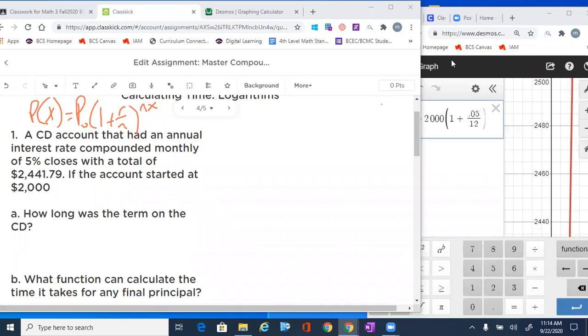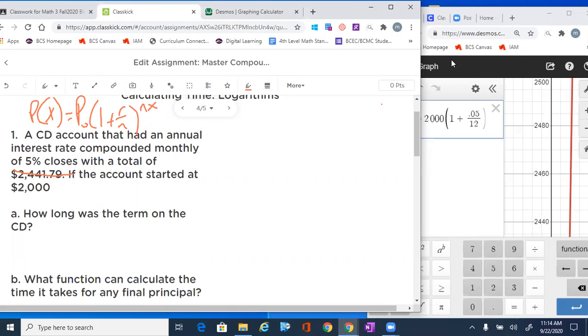So when we look at this problem, the $2,400 doesn't even matter, because what we want to do is create a formula that represents all of it. And since we're going to be representing the time based off of the final principal, we're going to be actually writing an inverse statement in this case. So let's start filling some things out and working on it.